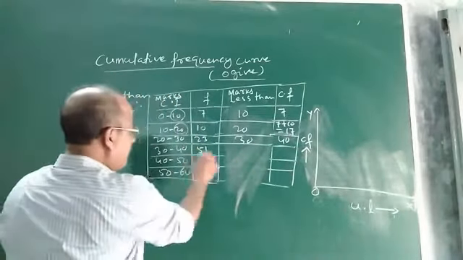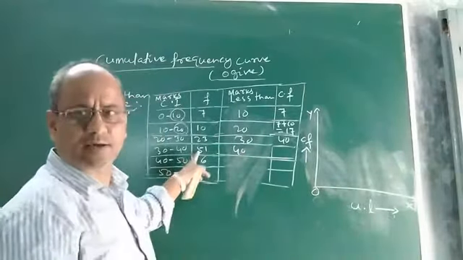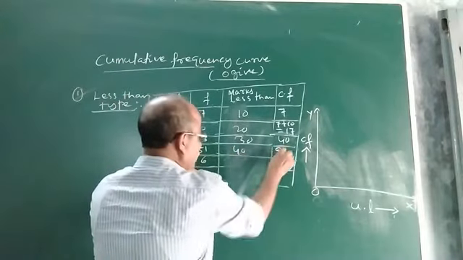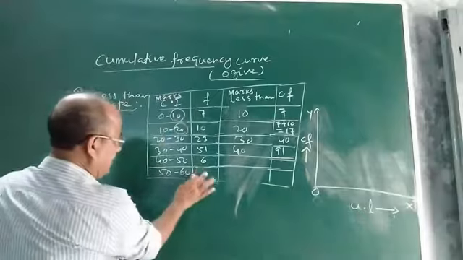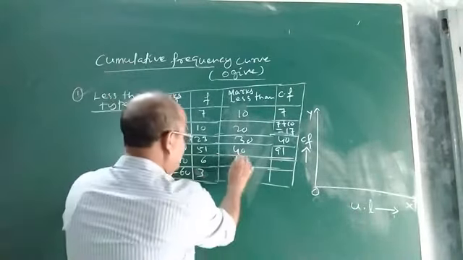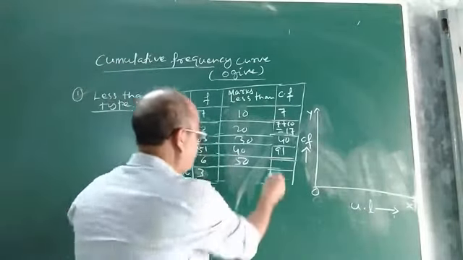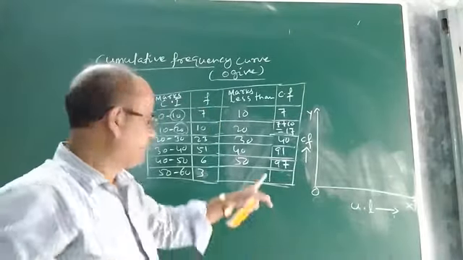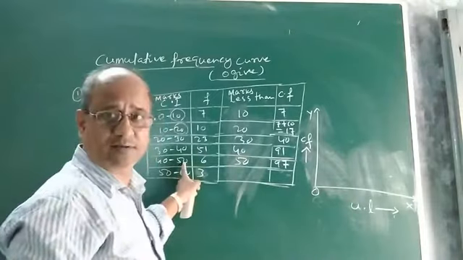Okay. Now less than 40 marks. How many students have got? This 40 plus 51, it is 91. Then less than 50 marks. How many students have got? 91 plus 6, it is 97. 97 students have got less than 50 marks out of 100.